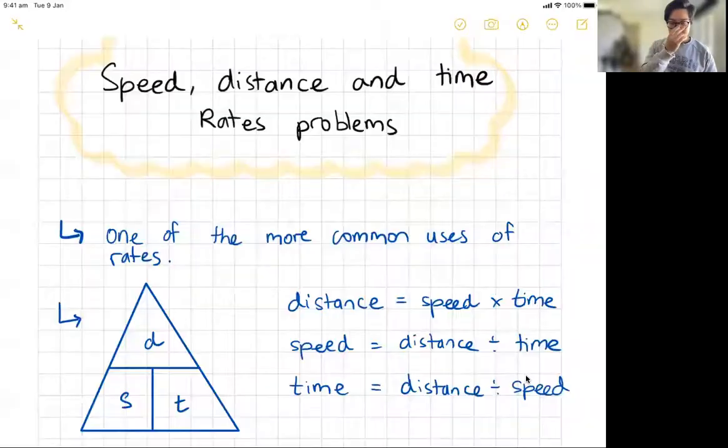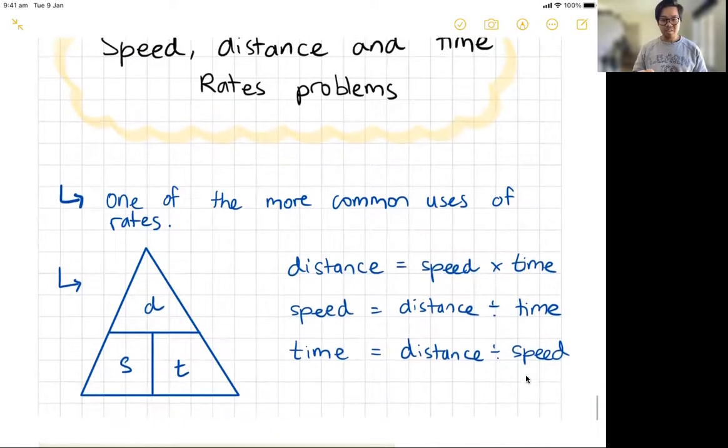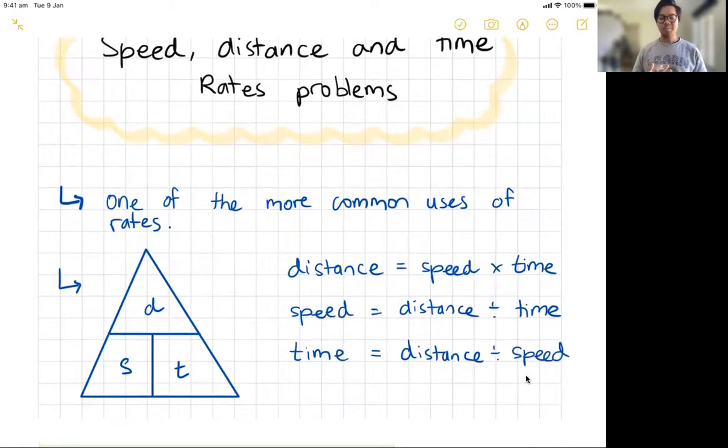Let me share my screen. Here we go. So, today we're going to be talking about rates. Again, we're going to be going a little bit further. Speed, distance, and time. These three are kind of like, I'm not going to say Holy Trinity because that would be blasphemous. But these three are tight. Whenever you see speed, distance, and time, they are best buddies. So they're one of the more common uses. I've written that down.